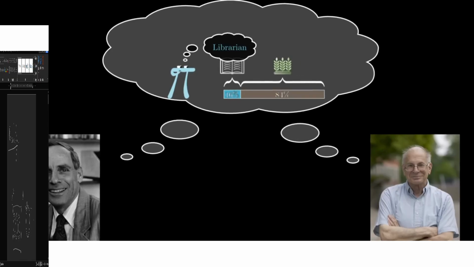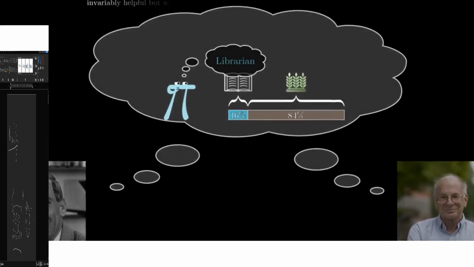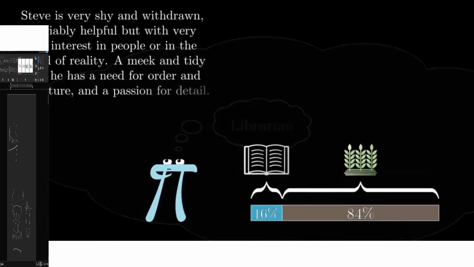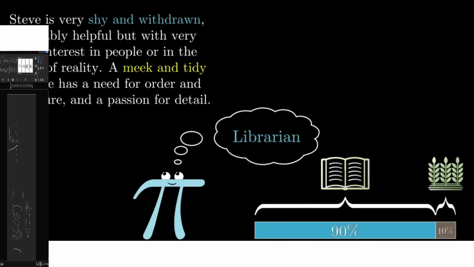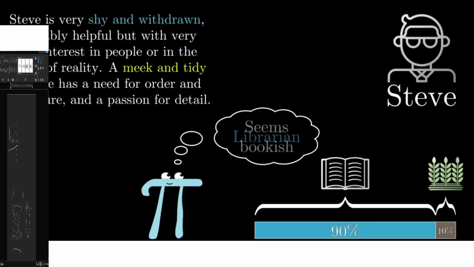The example with Steve, our maybe librarian, maybe farmer, illustrates one specific type of irrationality. Or maybe I should say alleged irrationality. There are people who debate the conclusion here, but more on all of that later on. According to Kahneman and Tversky, after people are given this description of Steve as a meek and tidy soul, most say that he's more likely to be a librarian.